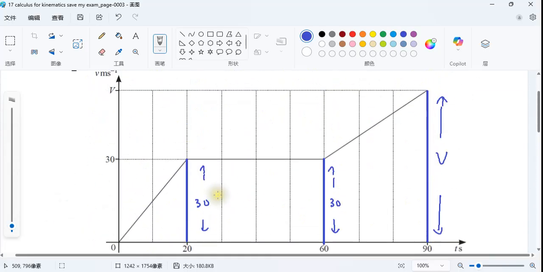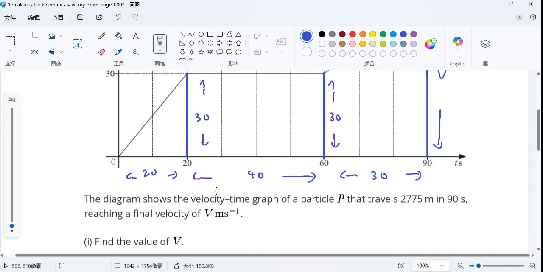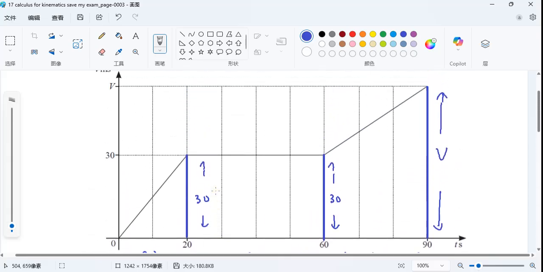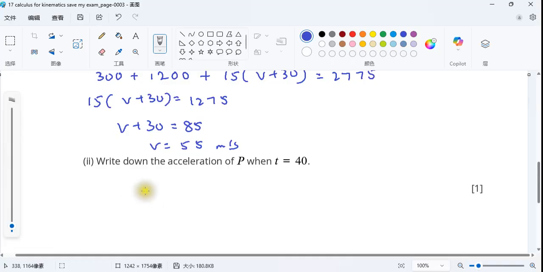Acceleration when t equals 40. Acceleration is 0. Okay, because in a VT graph, acceleration is the gradient. So for this case, the gradient is 0. So the answer will be 0.